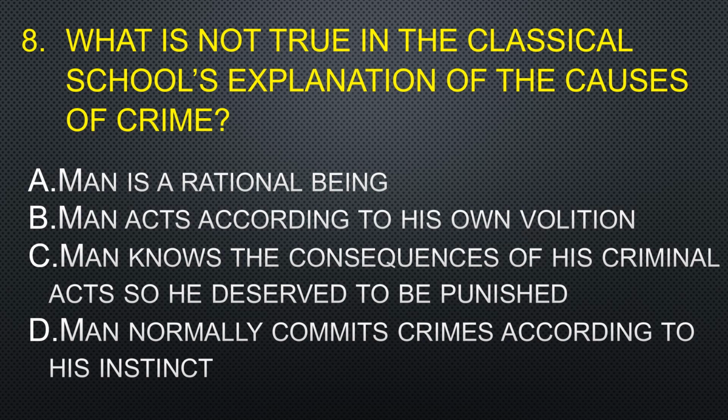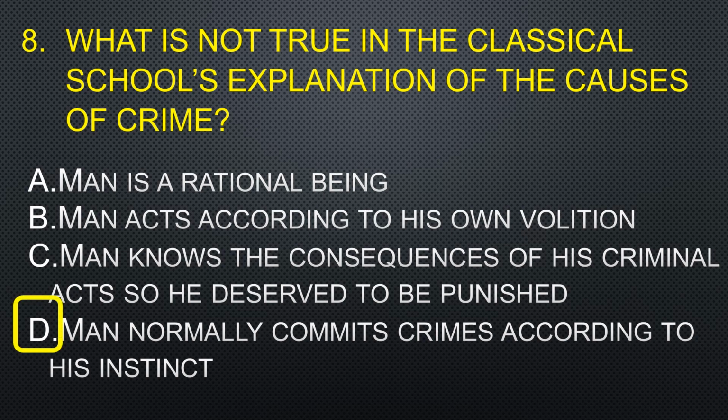What is not true in the classical school's explanation of the causes of crime? Well, in the classical school, man is a rational being. Man thinks. Man knows what he is doing, and man does things according to his own volition. And man knows the consequences of his criminal acts, so he deserves to be punished. So A, B, and C are all true in the classical school's explanation of the causes of crime.